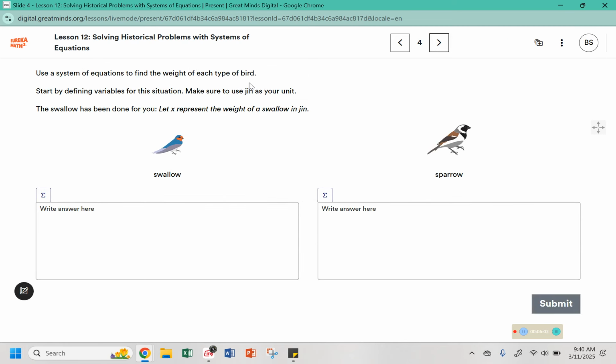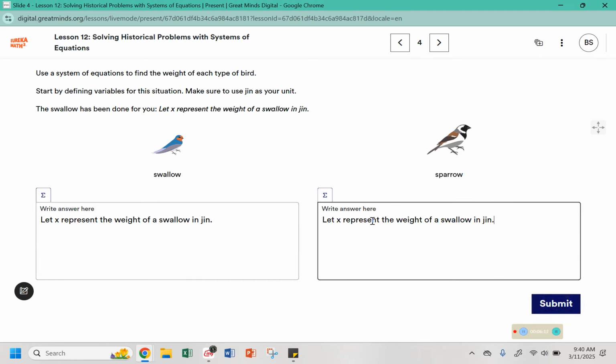Use a system of equations to find the weight of each type of bird. Start by defining your variables for this situation and make sure to use jin as your unit. The swallow has been done for you, so we're going to just copy and paste down here for the swallow. And then we're going to change the sparrow. So we need a different variable because it's a different bird. And instead of a swallow, this should say a sparrow.